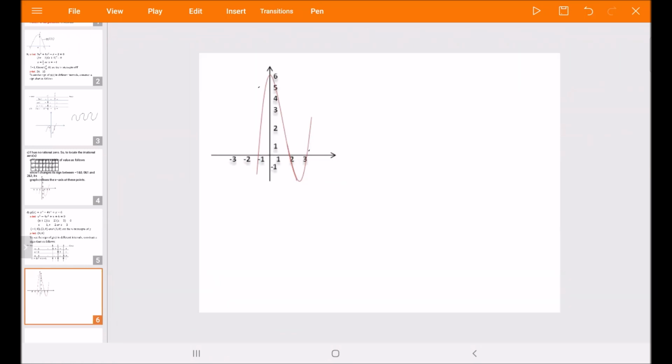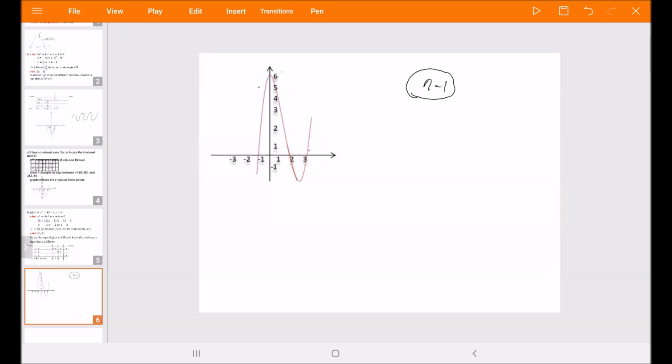Now count the number of turning points. We have 1, 2. The degree of this polynomial is 3, and the maximum number of turning points the graph of a polynomial whose degree n can have is n minus 1. So if the degree of a polynomial is 3, then 3 minus 1 is 2. So the maximum number of turning points that the graph of this polynomial can have is 2. And actually, this polynomial has 2 turning points.